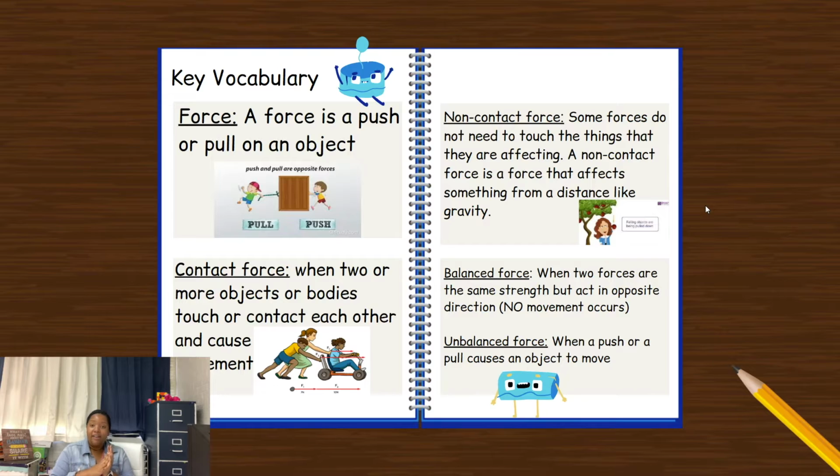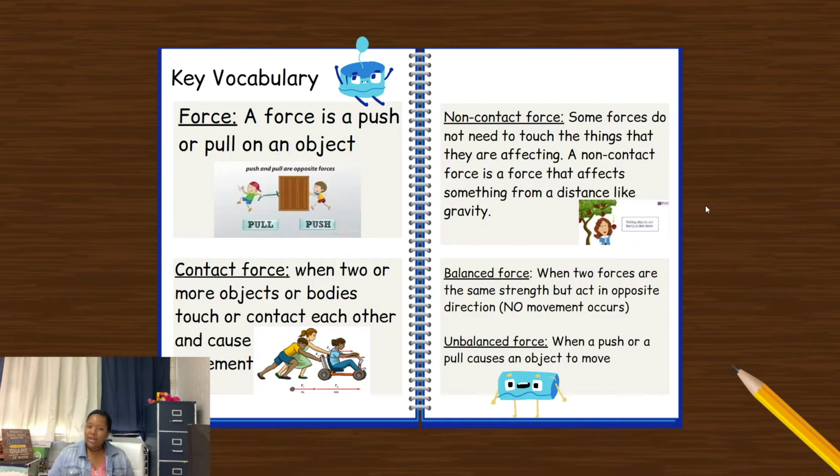Now we have unbalanced forces. So say we have 1 strong football player and 1 that's a little less strong. Maybe they just got on the team. And so when they go up against each other, it's most likely that the bigger person is going to apply their force and movement is gonna happen. So unbalanced forces are when a push or a pull causes an object to move.